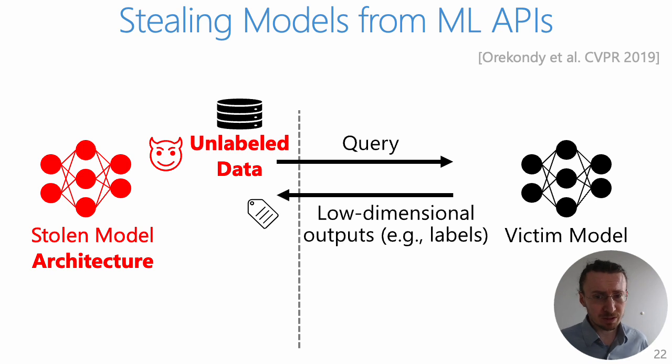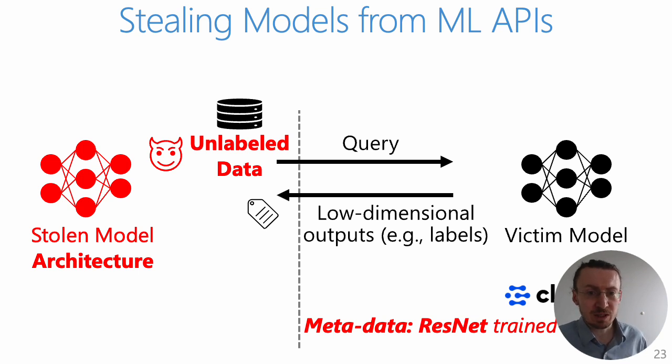What are the assumptions here? It is enough to have unlabeled natural data, even from a different distribution than the victim's training set. The architecture of the stolen model does not have to be the same as the victim's architecture.